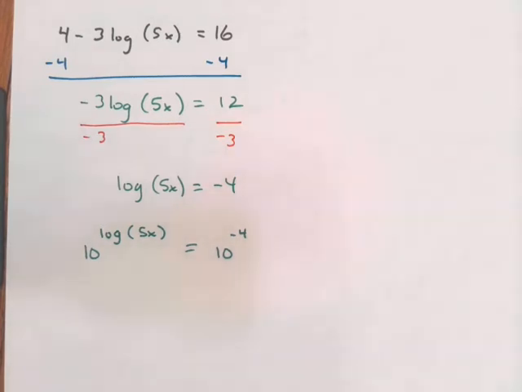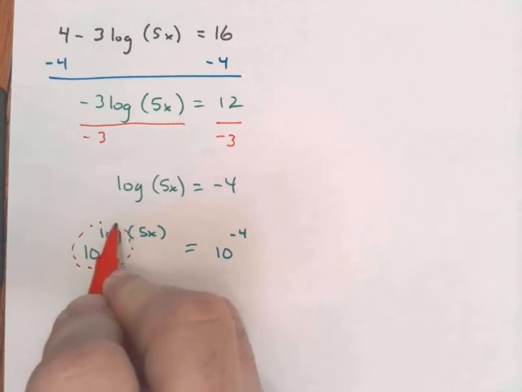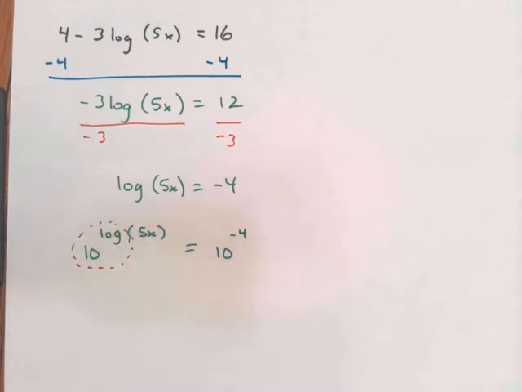So we end up with 10 to the log base 10. Again, there's an invisible 10 there with that log. The base of this log is 10, so those would all match. So we would end up with 5x over on the left side of our equal sign. And then here we have 10 to the negative 4th power.